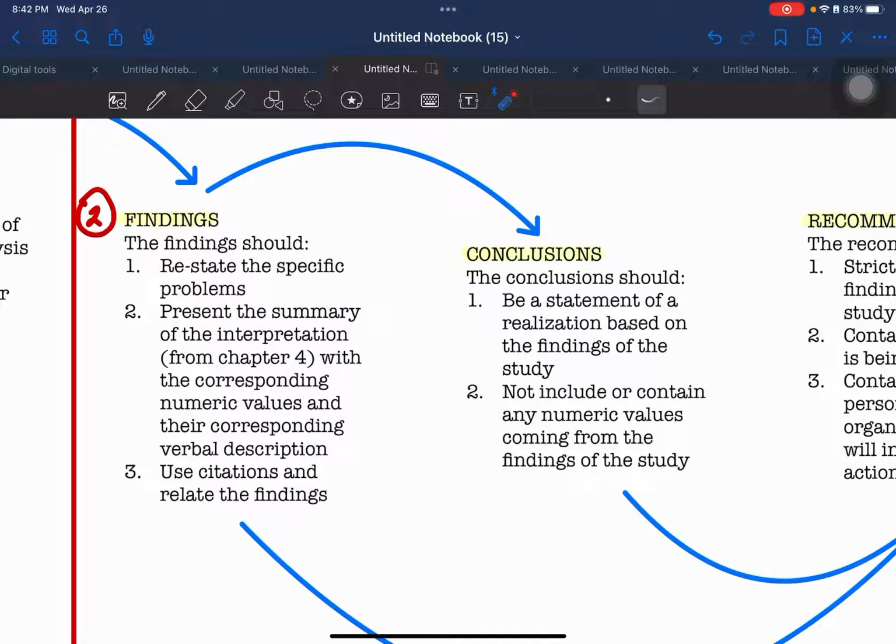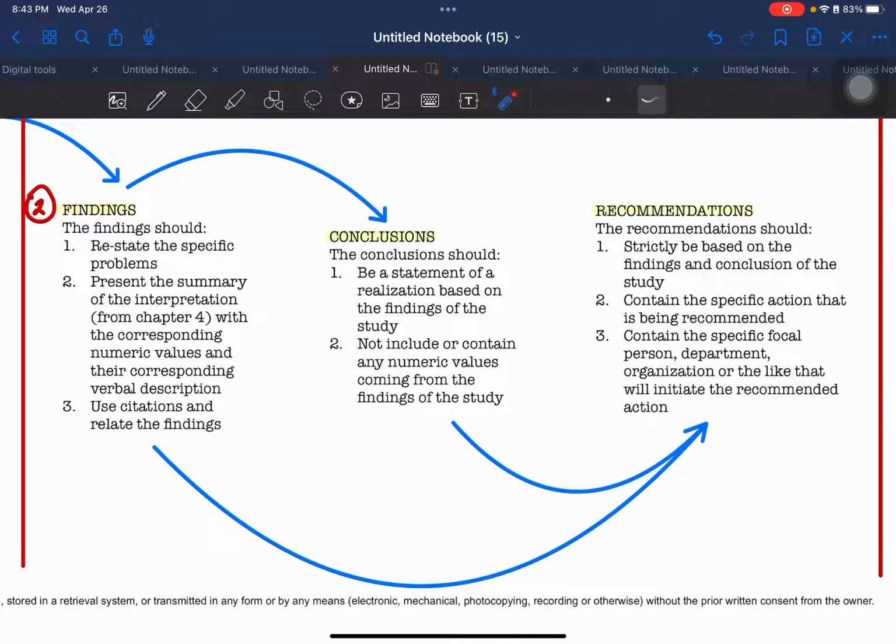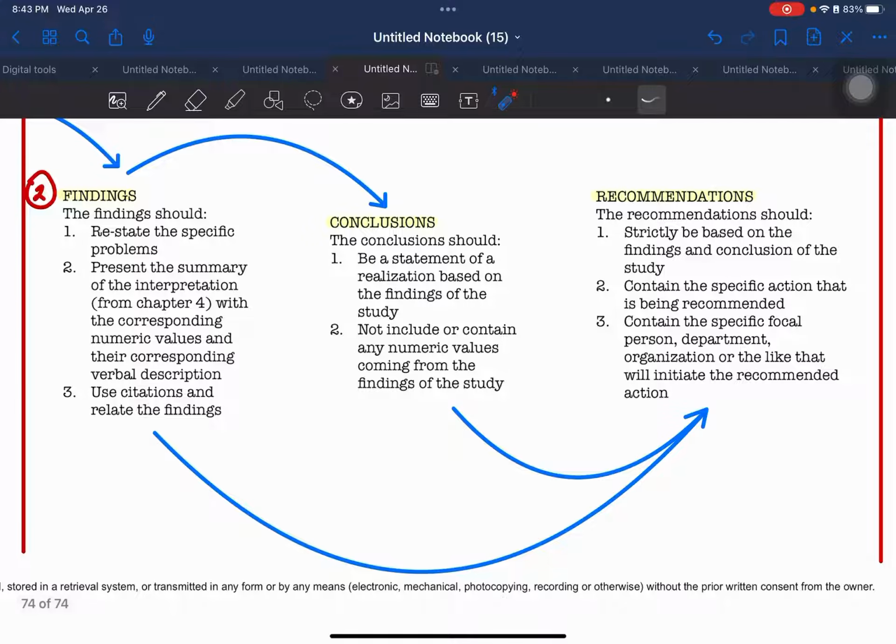A lot of research students still include the numeric values and the verbal interpretation of these values in their conclusion. Again, make sure that you do not include them anymore in the conclusion of your study. Okay? Again, make sure that all of your conclusion should be based on the findings of the study. The last part is the recommendation of the study. If you observe, under your screen, you have 2 arrows coming from the findings and the conclusion of the study, which is the basis of the recommendation.